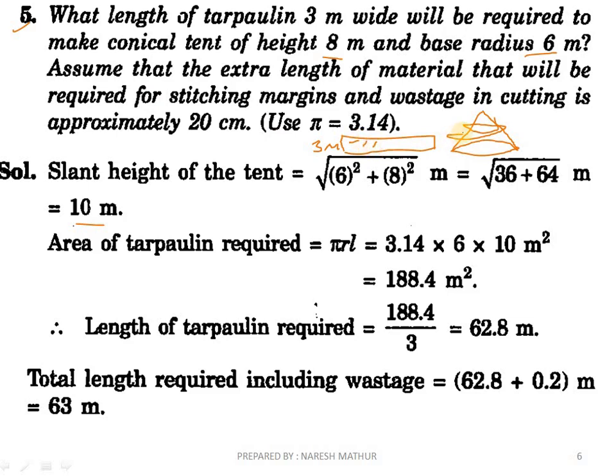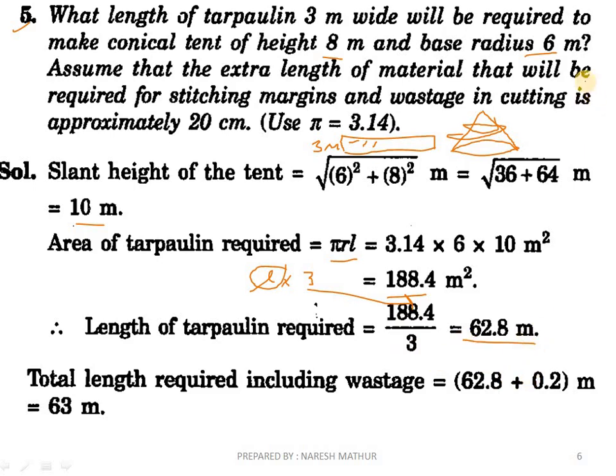So we can get the curved surface area of the cone by applying pi r l, and we will equate this area to L into B, and the breadth is already given as 3. So for finding the length of the tarpaulin, we just divide this area by 3.